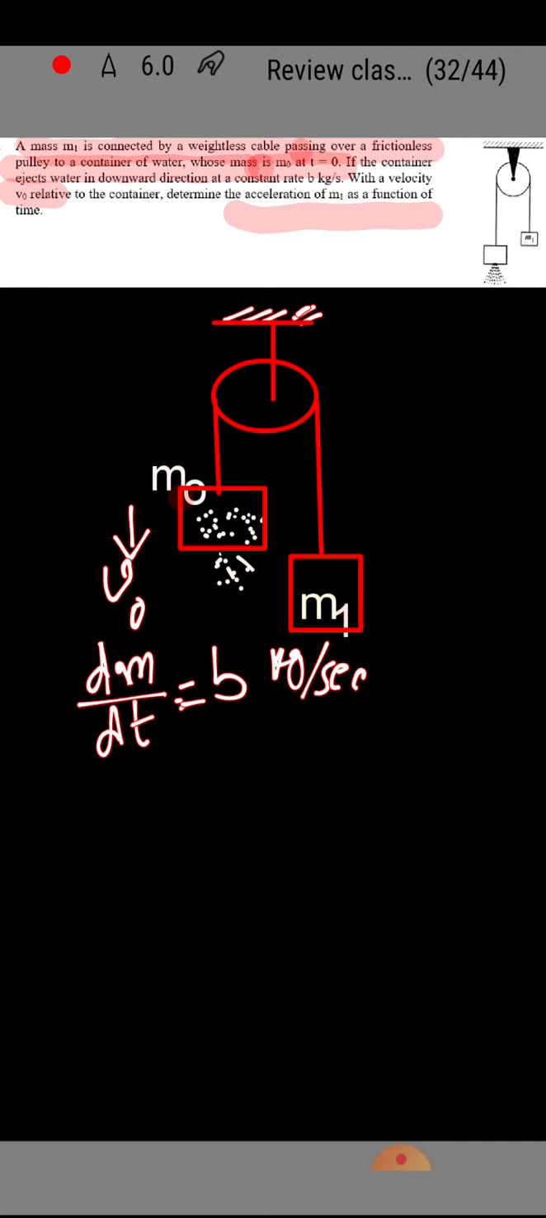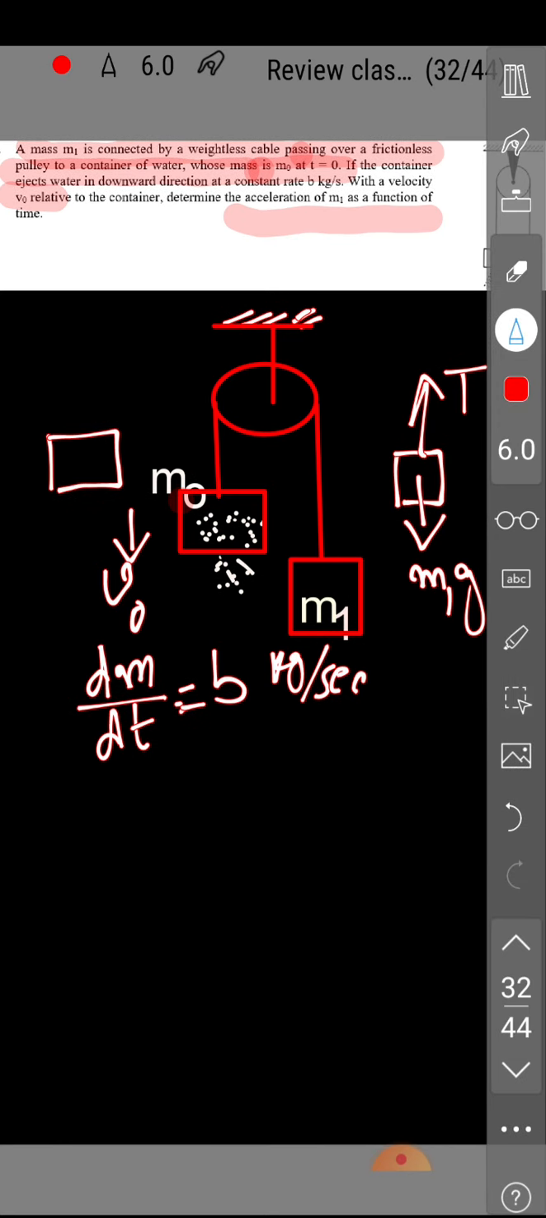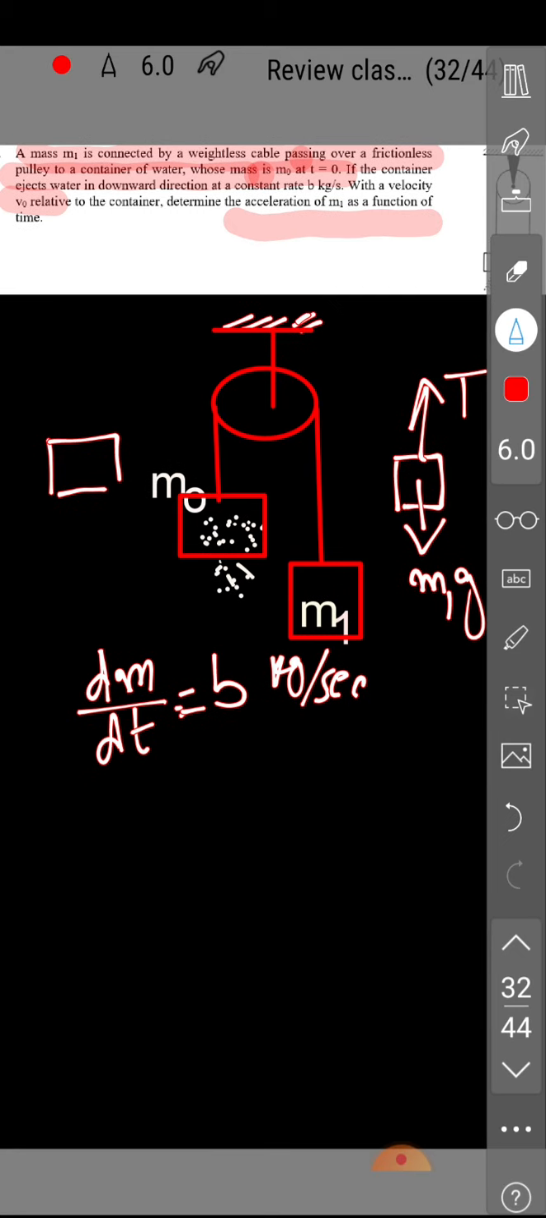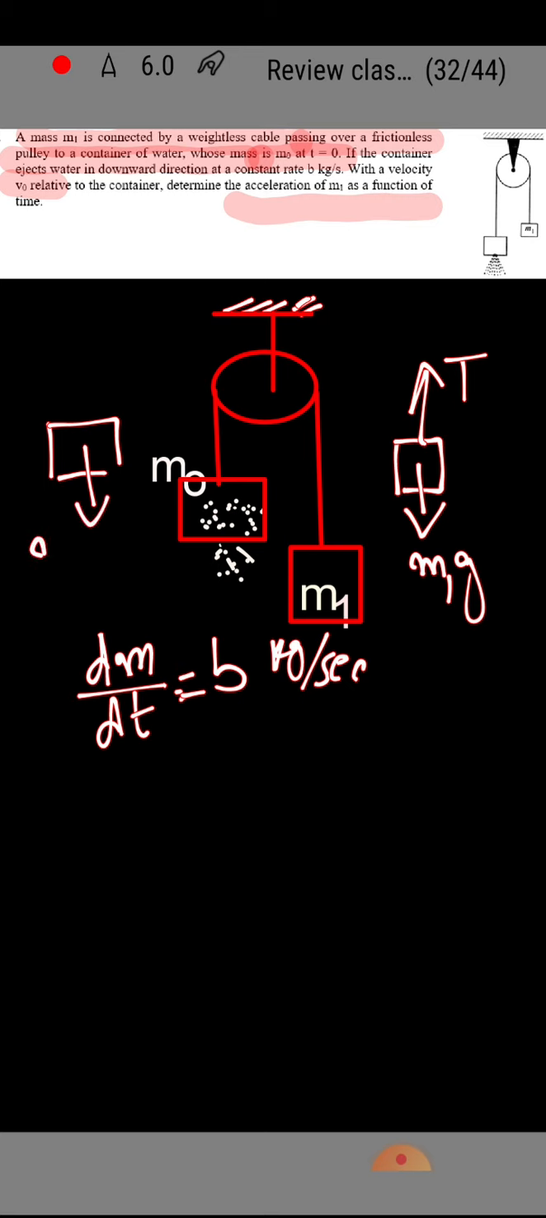The first step of solving the problem is drawing the free body diagram. For the right hand side block, the force m1g will be there, and the tension will be there away from the body. Similarly, if you draw the container containing water, the weight will be mg at any time. The mass will not be m0, since m0 is the initial mass and some water is going out, and there will be tension here.